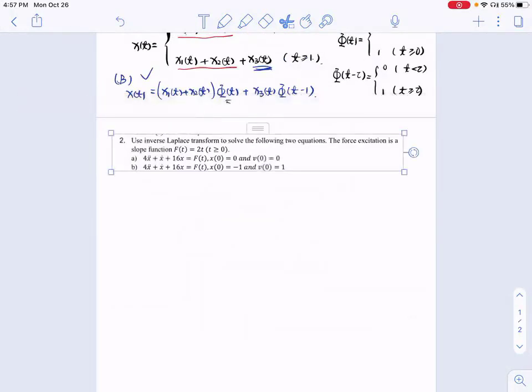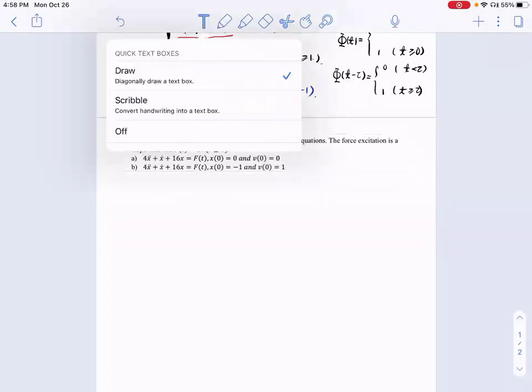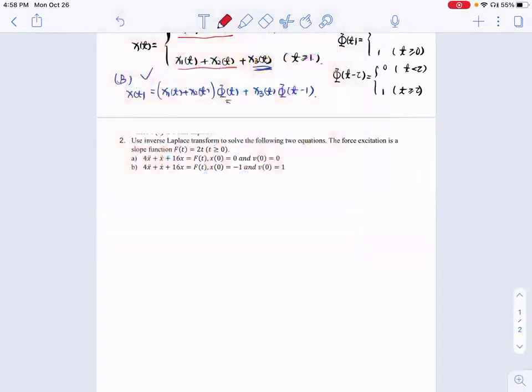So the second question: use inverse Laplace transform to solve the following two equations. As you can see here, the two systems are identical, but the only difference is you have different initial conditions. So if you want to use subsystems to solve these two, that means for the second equation you have one more subsystem. So you're going to expect different solutions for sure. Let's look at how to do it.